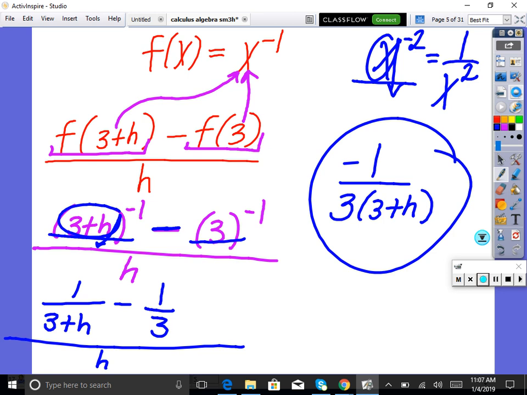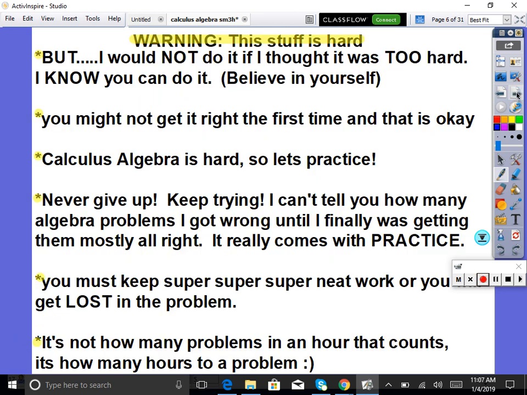Okay, everybody, I need you to listen so that you can know what to be prepared for this worksheet, okay? So, this stuff is hard. Algebra is hard. That's why algebra fails people in calculus, not calculus. So understand, I would not do it if I thought it was too hard. It's hard, but not too hard. So why am I doing this? Because calculus algebra is hard. We need to practice to be ready. Now understand, you are going to start doing some of these really hard ones down at the bottom of the worksheet, notice.